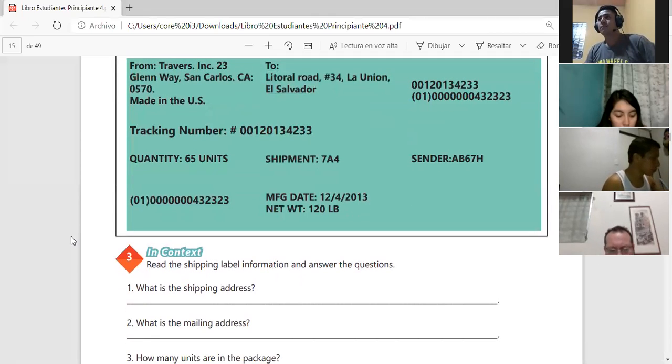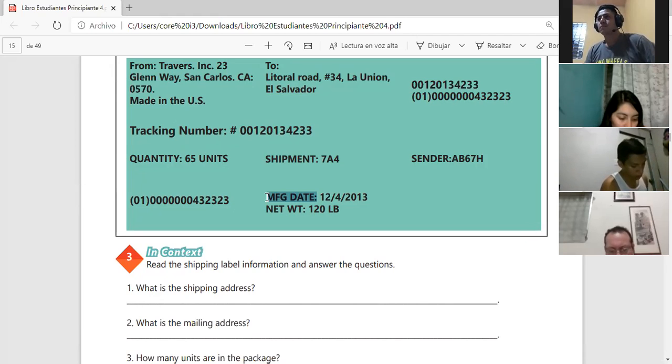Then you have MFG date. What is this? What does it mean? Manufacture. Perfect. That is manufacturing date. Manufacturing date is la fecha de creación. ¿Cuándo crearon? O cuándo de fabricación. Fecha de fabricación.